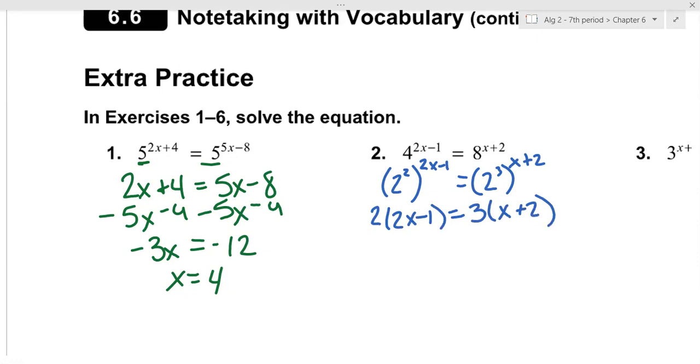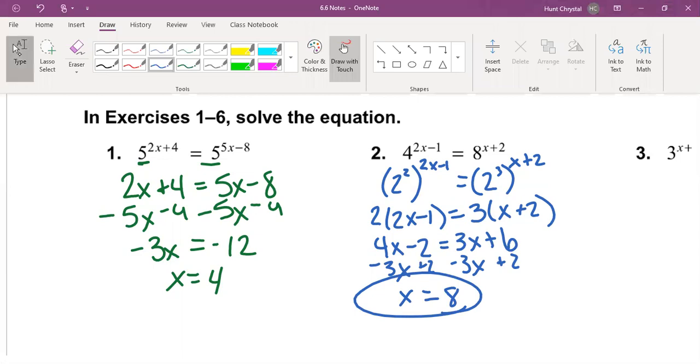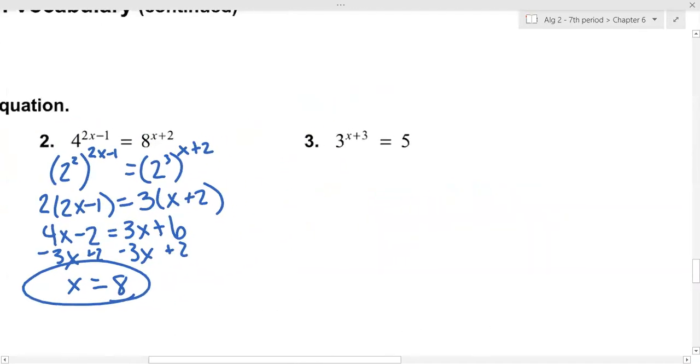Now, because I do have to distribute, now I would have 4x minus 2 equals 3x plus 6, and you can enjoy your algebra 1 at the moment, because that's all this is. If I go too fast and you don't see how something works, just let me know. Because remember, that's not the algebra 2 part. The algebra 2 part is the very first step.